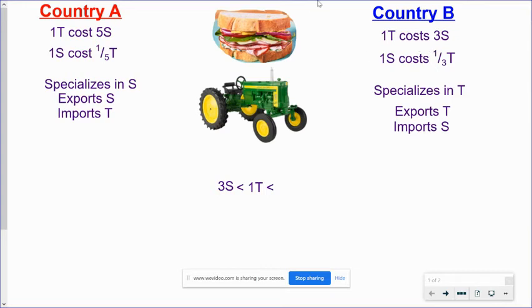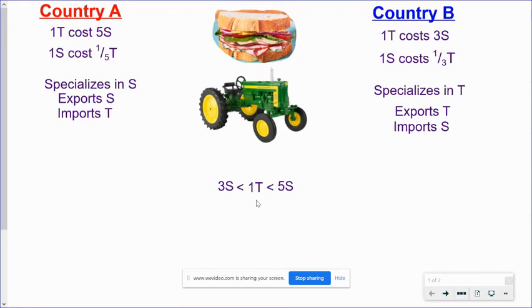Well, let's take a look at it. Who's giving up the sandwiches? That would be country A. Country A, typically, to get one tractor, must give up 5 sandwiches. So if they can trade less than 5 sandwiches to get that one tractor, that would be mutually beneficial. So what that means is that on the world stage, this one tractor will be trading between 3 sandwiches and 5 sandwiches, which makes it, whatever that value would be, mutually beneficial to country A and to country B.